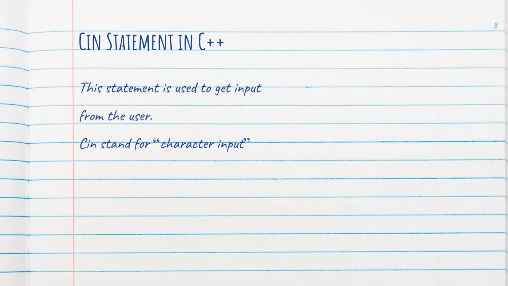In this video, we'll be learning about the cin statement in C++. The cin statement is used to get input from the user. Whenever we want to get data from the user as input, we'll be using the cin statement, and we can get data in the form of numbers, text, or Boolean values. Whatever value you want to enter, you can do it with the help of the cin statement. Cin stands for character input.